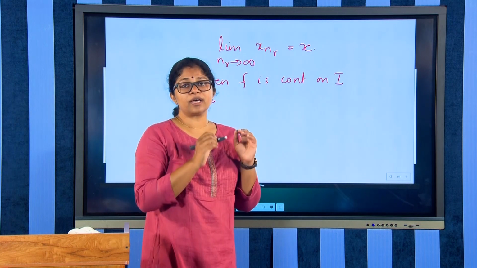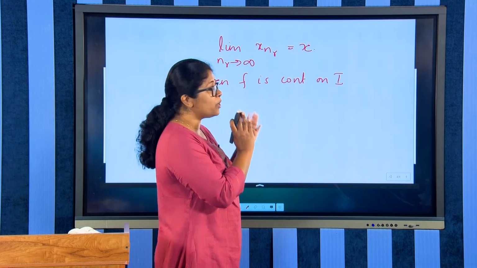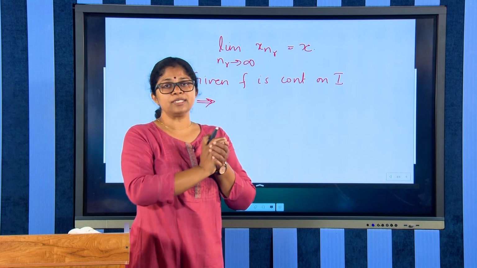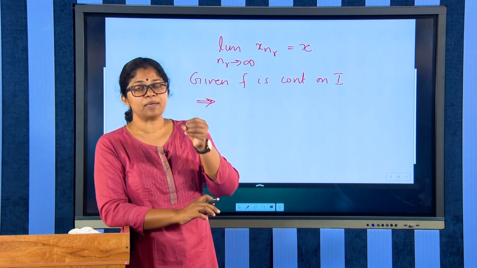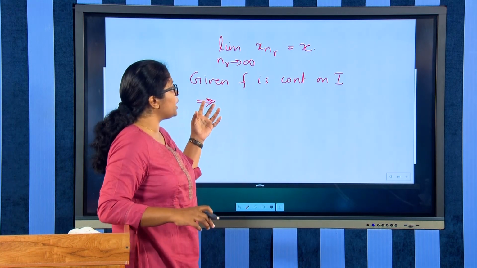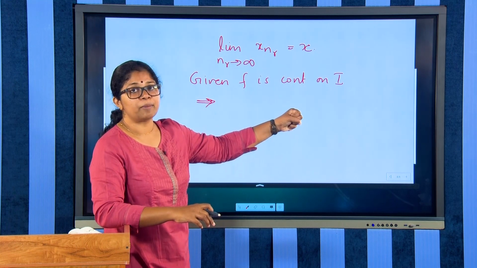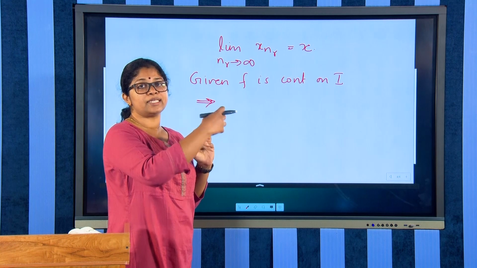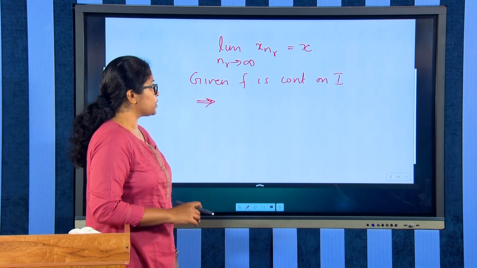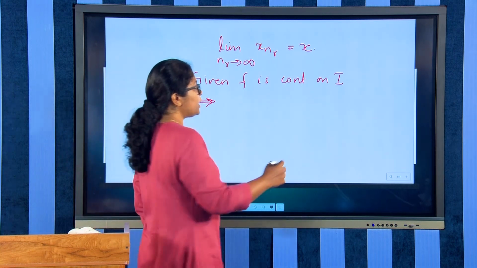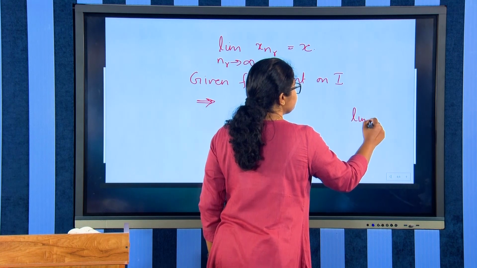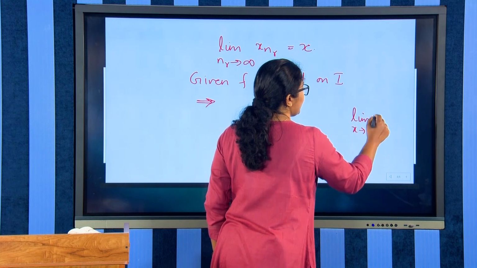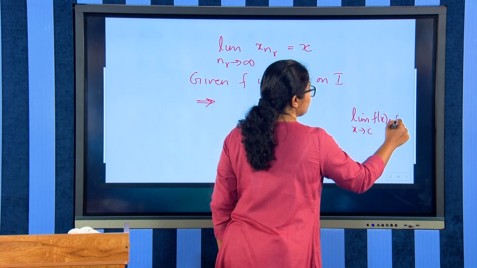if we have a neighborhood of the limiting point, we have the corresponding image also going to the neighborhood of that limiting value. So, that is called the sequential criteria for continuous functions. We have learned limit x tends to c, f of x is equal to f of c.